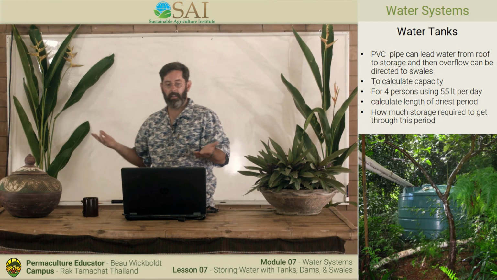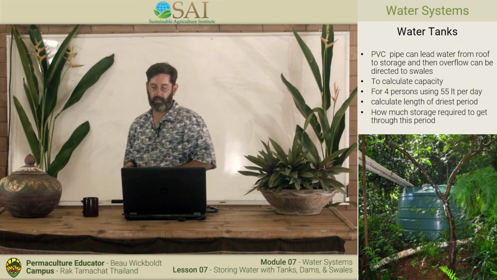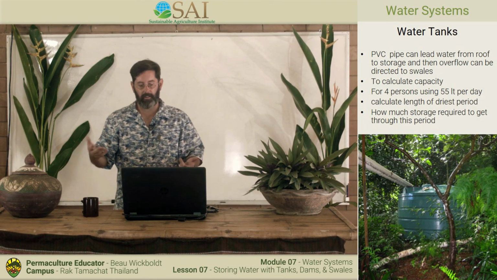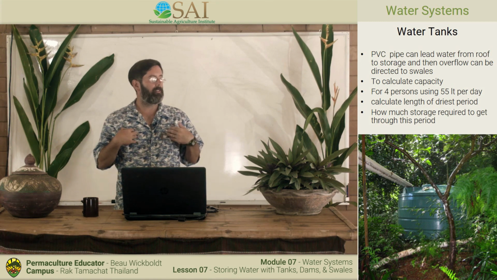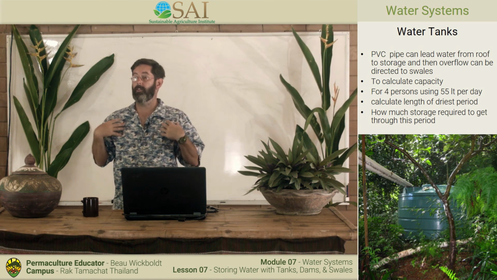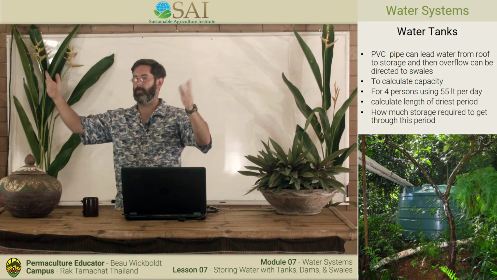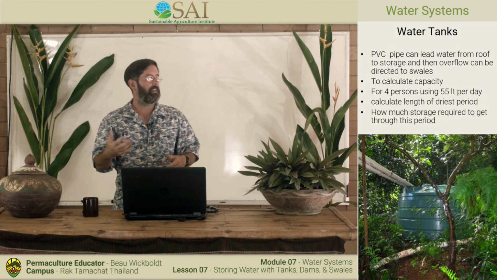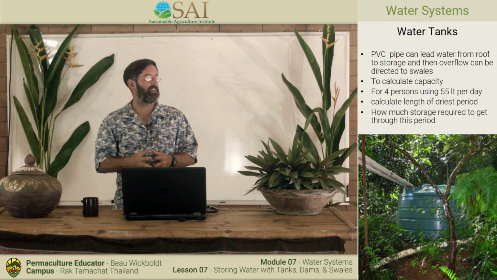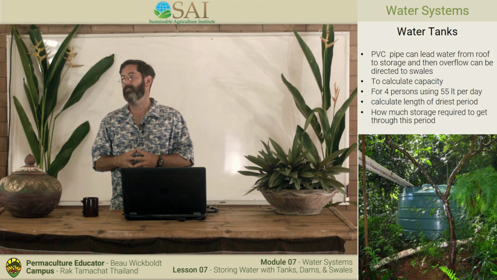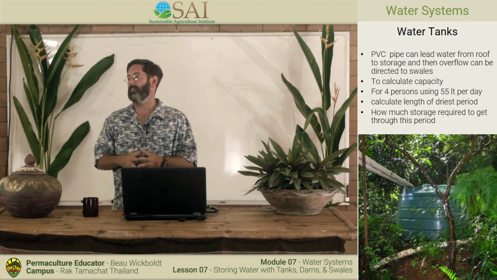So a PVC pipe can lead from your roof to a water tank. We can calculate its capacity. So how do we do that? Well, on average, a normal, let's call it a permaculture lifestyle, I'm not consumptive. I'm not going to wash my car once a week and just waste water, that kind of thing. I need about 55 liters of water a day per person, every day, 365 days a year.